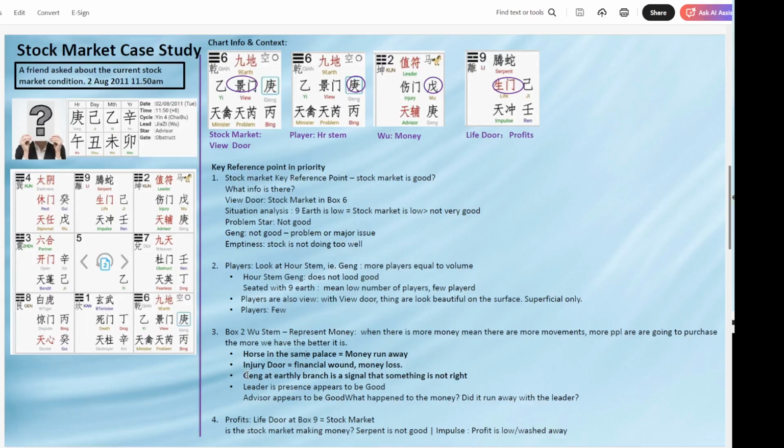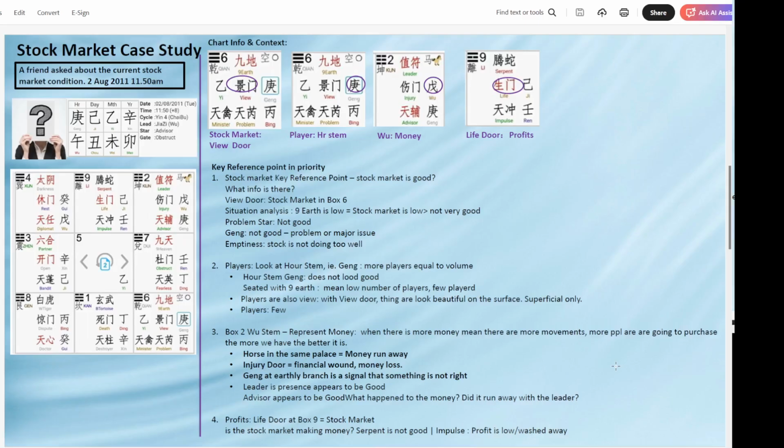Again, sitting below the money there is a Geng, which is an earthly branch that somehow indicates something is not right. Geng is always indicating there's a problem somewhere. We don't know what is not wrong, but we just have to keep this in mind and continue to look at other boxes and see what other information we can find out.